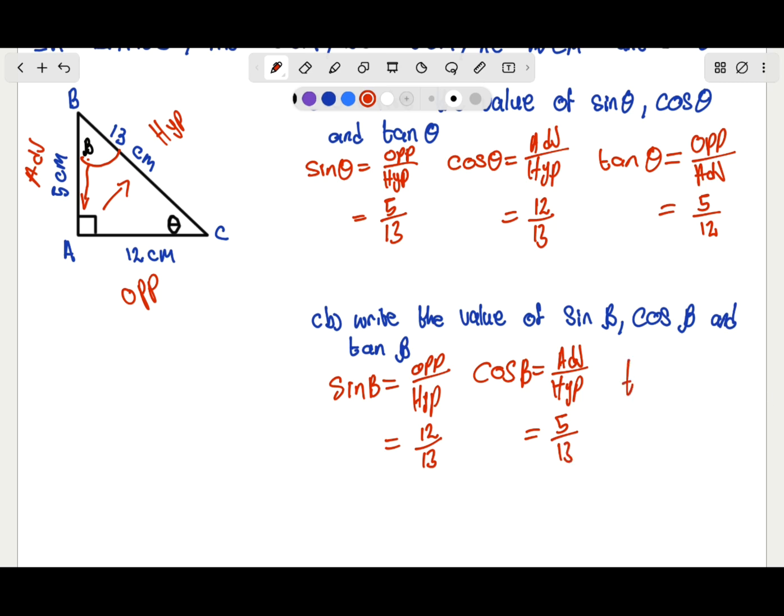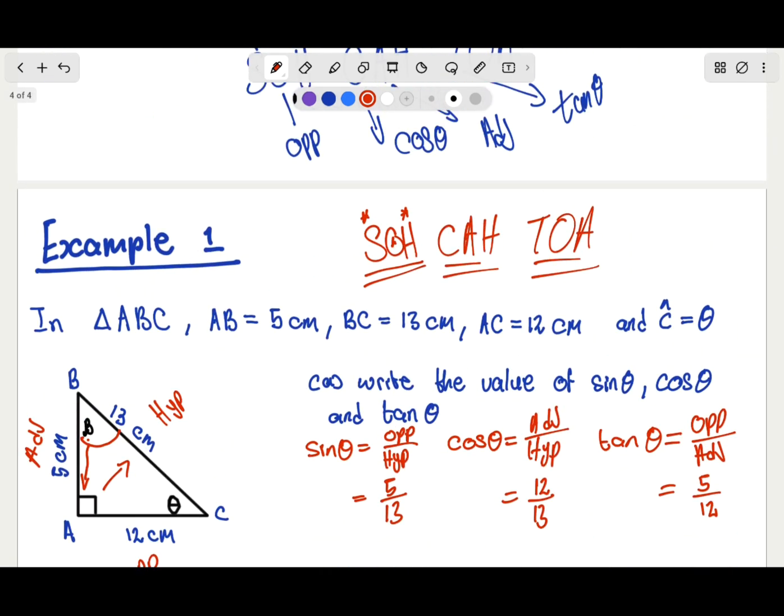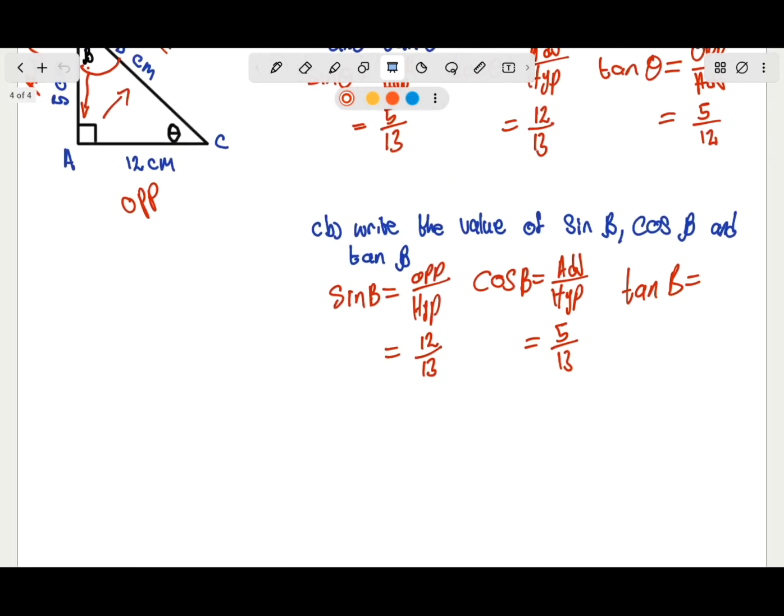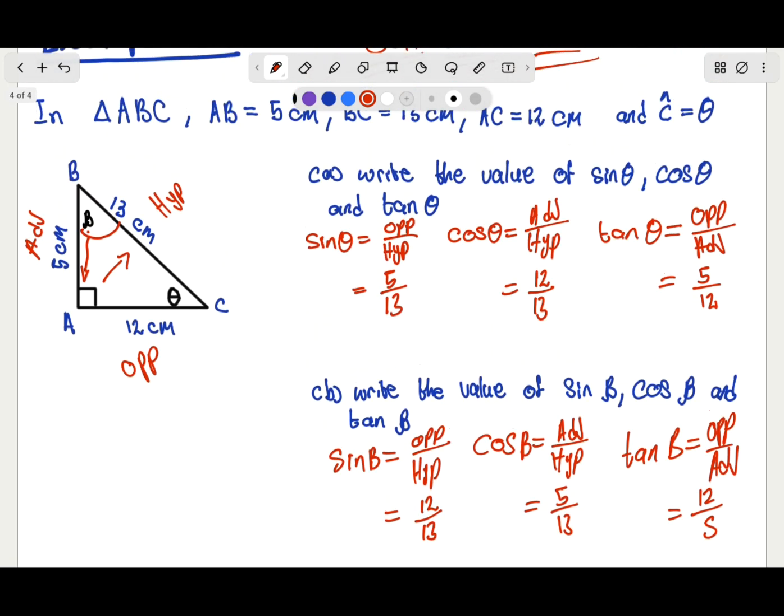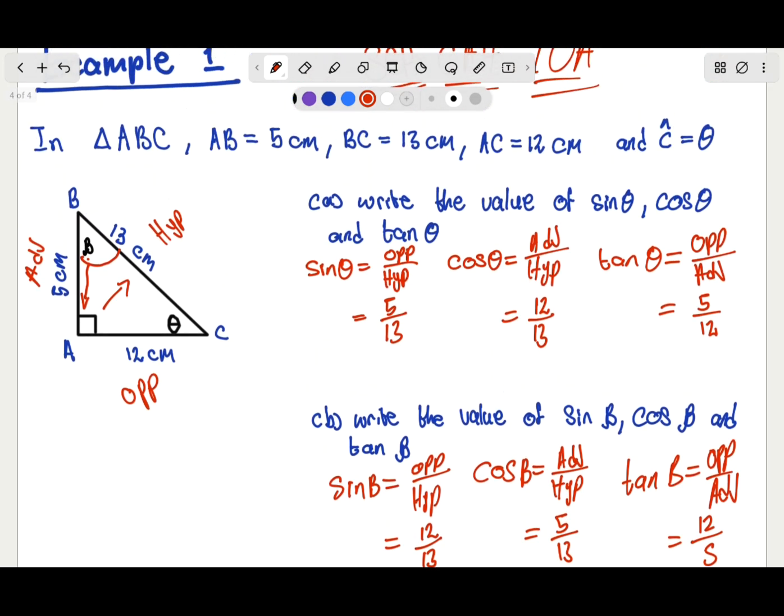Okay, now we're going to find tan of beta. Remember, we're searching for all of these things according to our SOHCAHTOA. Tan is equal to opposite over adjacent. So that's what we're going to have, our opposite over adjacent side, which is 12 over 5, just like that, and we would have found all of the ratios that they are looking for.